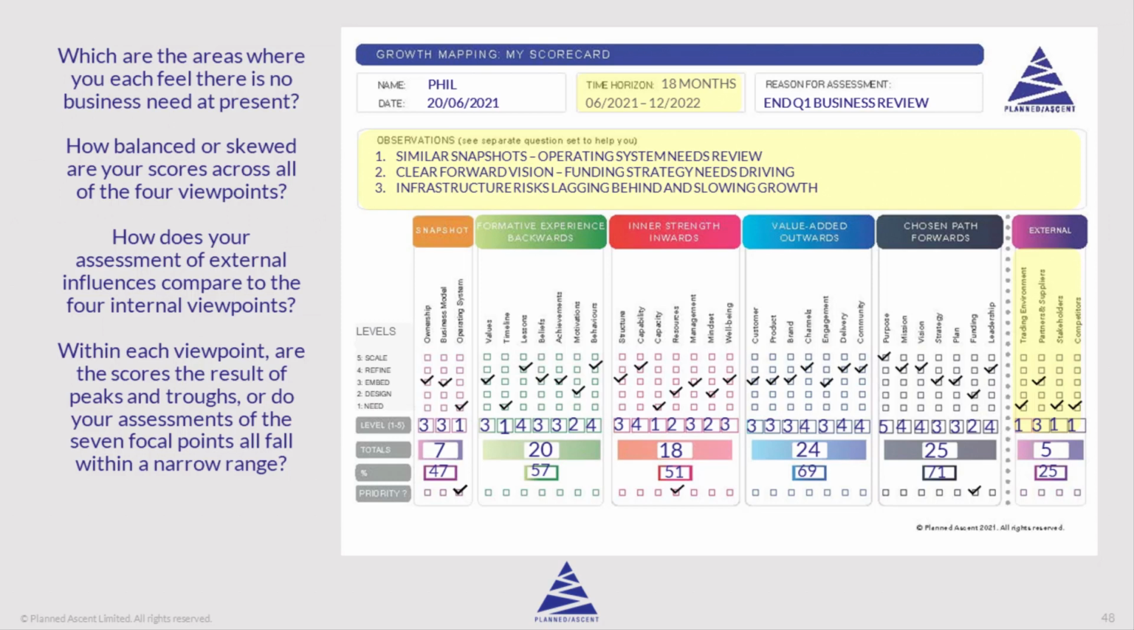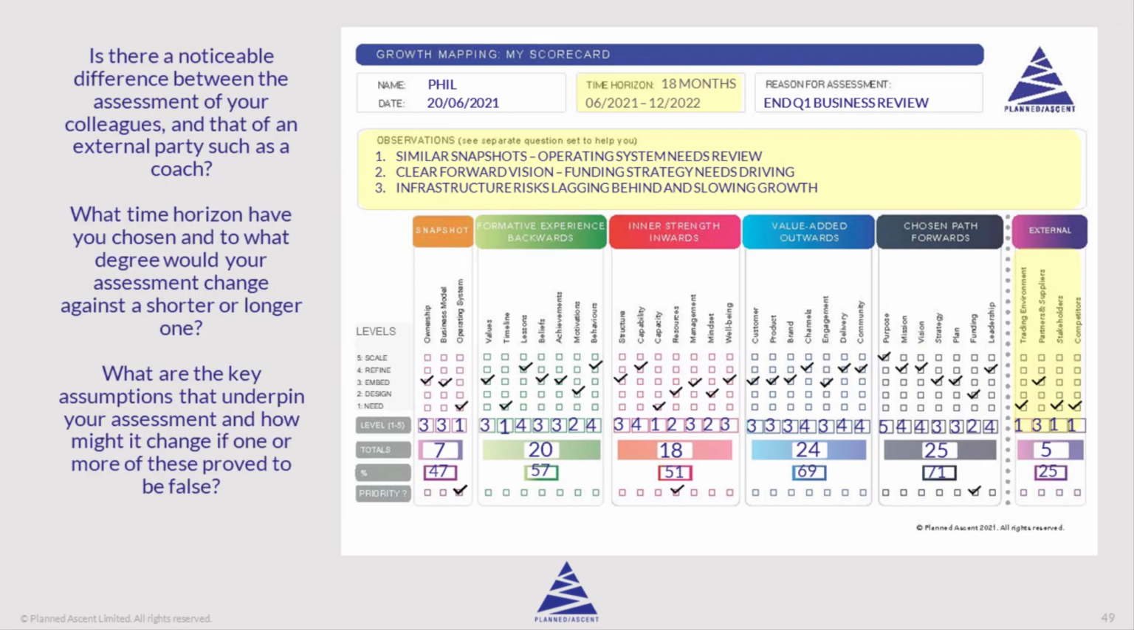Within each viewpoint, are the scores the result of peaks and troughs, or do your assessments of the 7 focal points all fall within a narrow range? Is there a noticeable difference between the assessment of your colleagues and that of an external party, such as a coach? What time horizon have you chosen, and to what degree would your assessment change against a shorter or longer one? What are the key assumptions that underpin your assessment, and how might it change if one or more of these prove to be false?